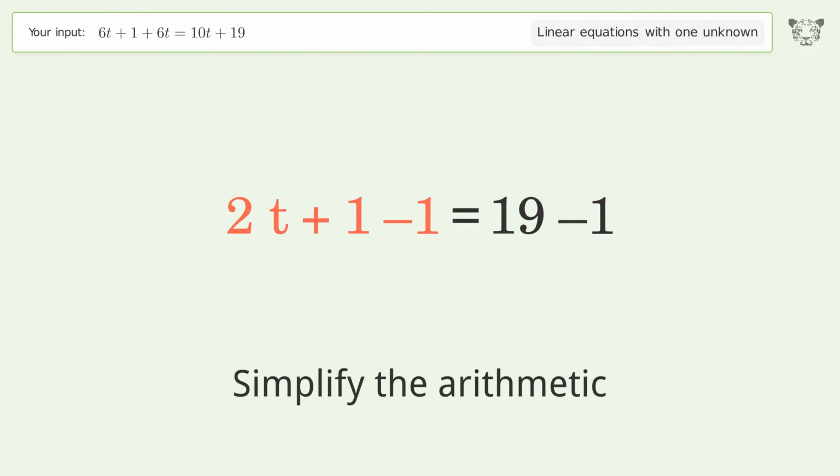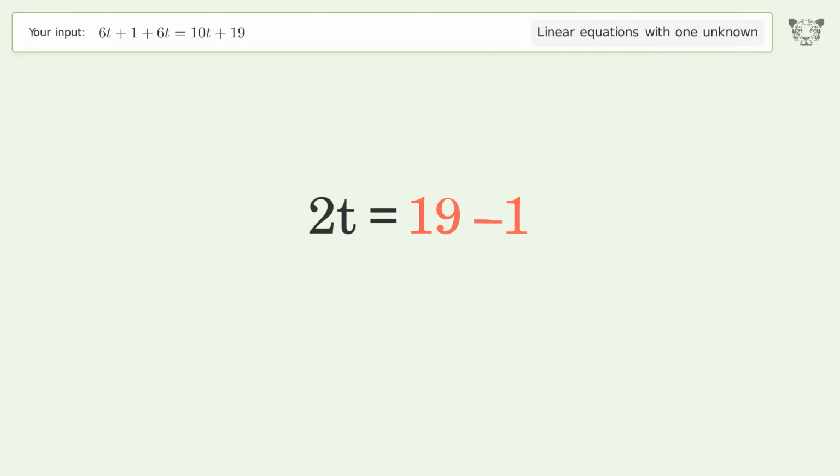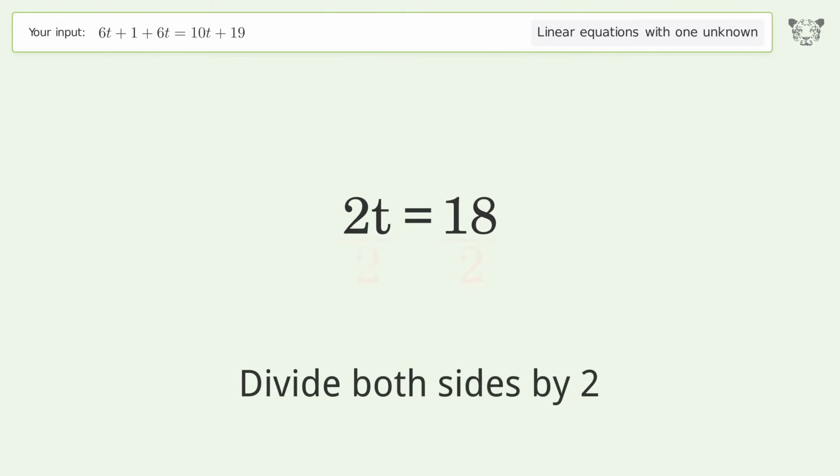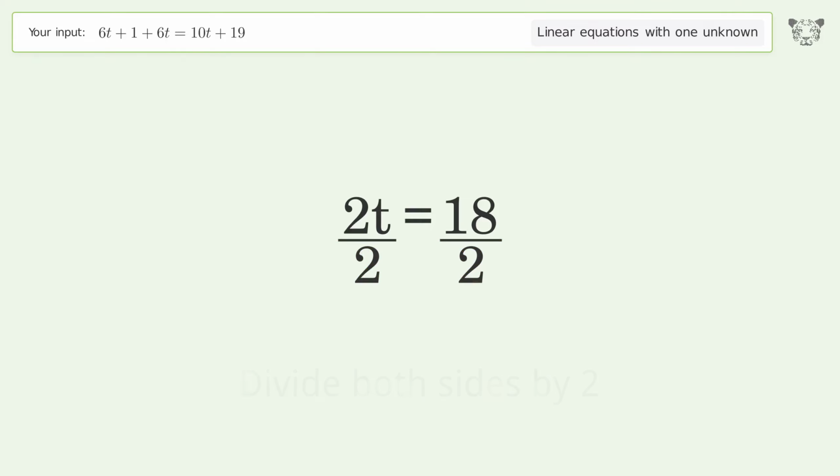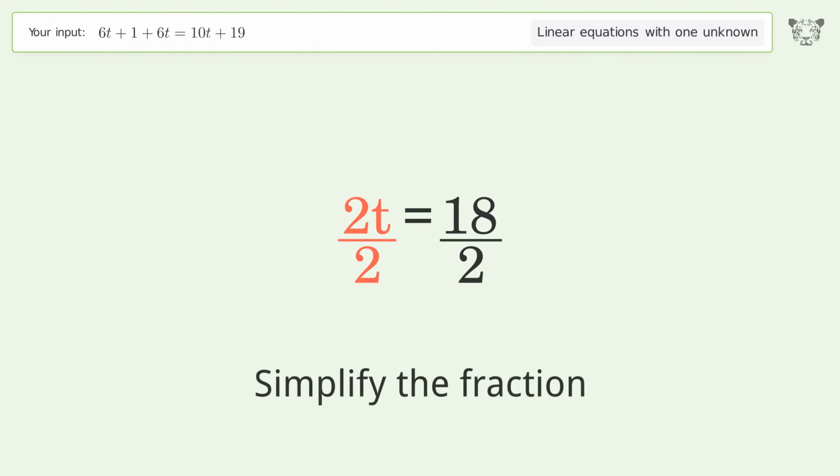Simplify the arithmetic. Isolate the t. Divide both sides by 2. Simplify the fraction.